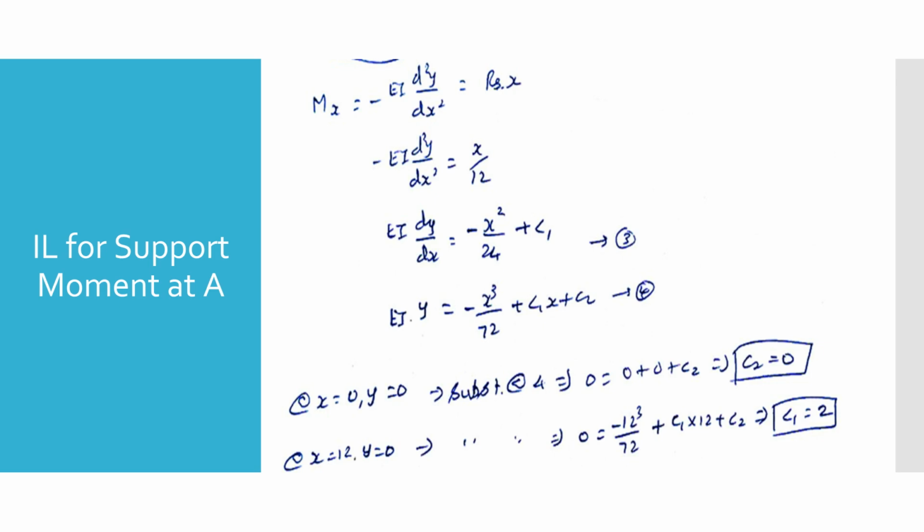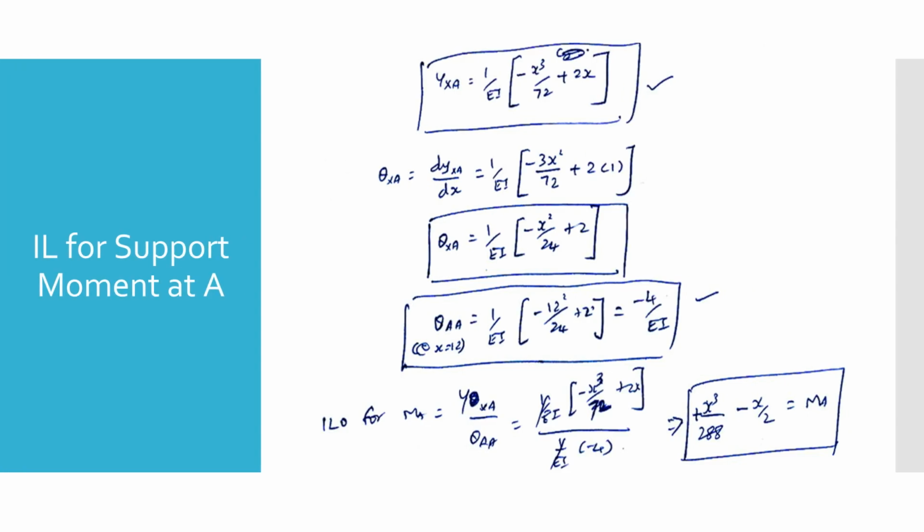Integrating the elastic curve differential equation once yields our slope equation, introducing the constant c1. Integrating a second time provides the vertical deflection equation, introducing a second constant, c2. Applying our boundary conditions, 0 deflection at support B, where x equals 0, and 0 deflection at support A, where x equals 12, we solve for our constants. This results in c2 equaling 0 and c1 equaling 2. With our constants determined, the explicit equation for the deflection curve, yxa, is established.